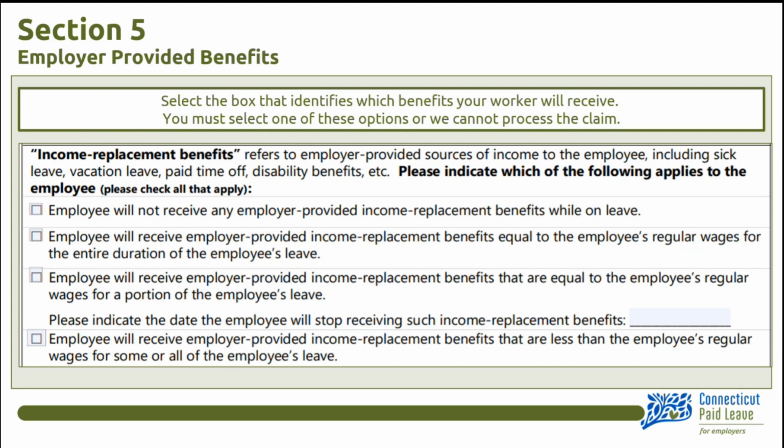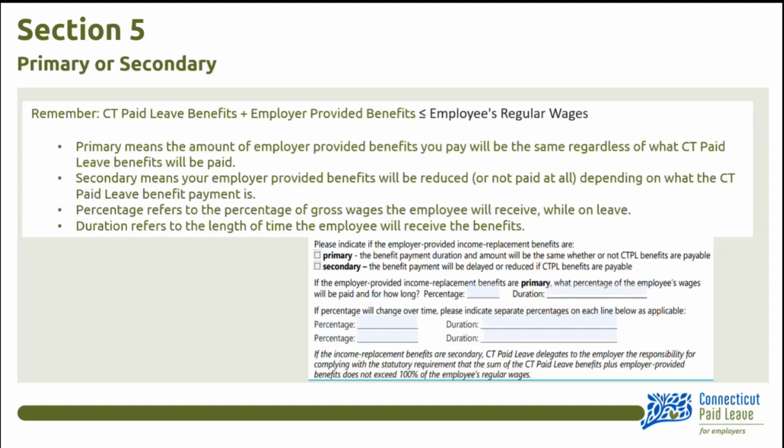Check the fourth box if you are providing your employee with an amount that is less than their regular wages for some or all of their leave. If and only if you check the fourth box, we will also need to know if your benefits are primary or secondary. The reason we ask about primary or secondary is because of the law which says Connecticut paid leave plus employer-provided benefits must be less than or equal to the employee's regular wages.